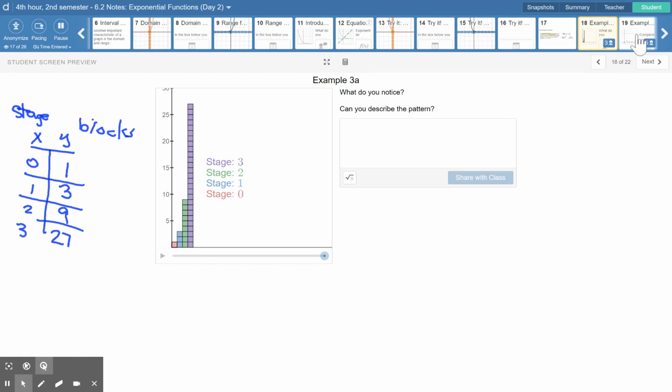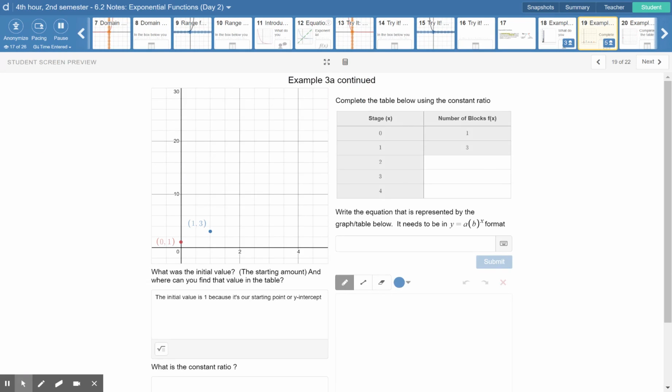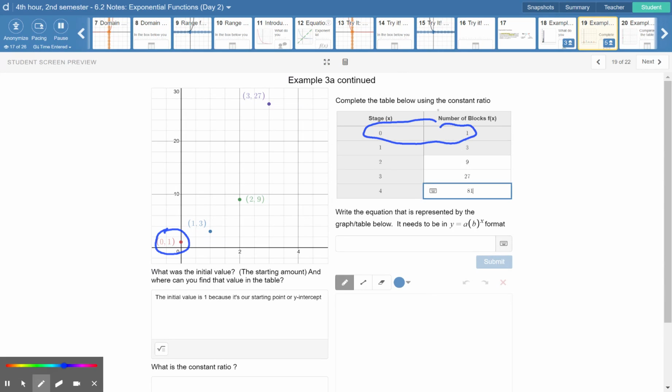So I'm going to move to slide 19, and I'm going to put that information in. All right, so number of blocks is 9, number of blocks is 27, and if we even continued more, we're going to get 81 blocks. So we have to think, how many blocks did we start with? We started with 1, and that shows up on the y-intercept. That shows up when x equals 0. So the initial value is 1 because that's our starting point, our y-intercept.